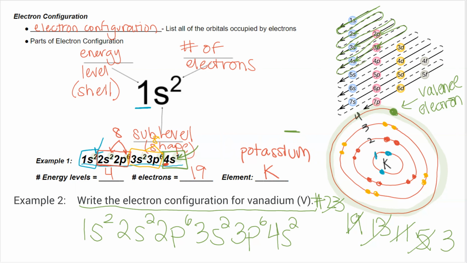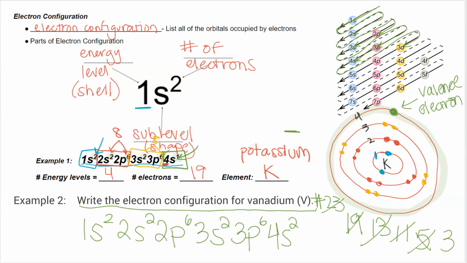Wouldn't 4s hold 1, because on the top problem it says 1 on it, the example 1? Okay, but that's because we ran out of electrons. We'd already put 18 electrons in place. So for that last orbital, there's only 1 electron left to go in it. Does that make sense? Yeah.